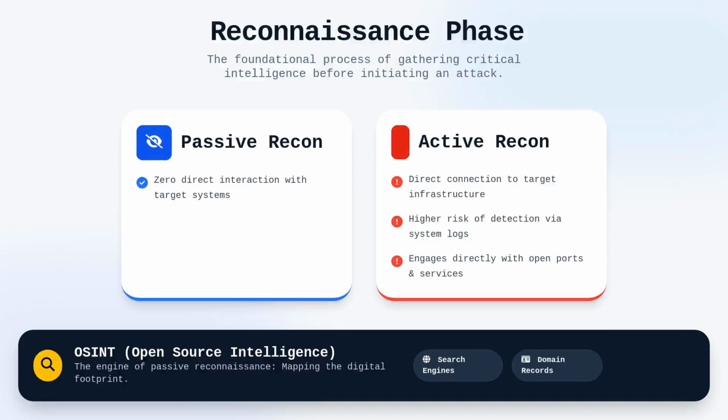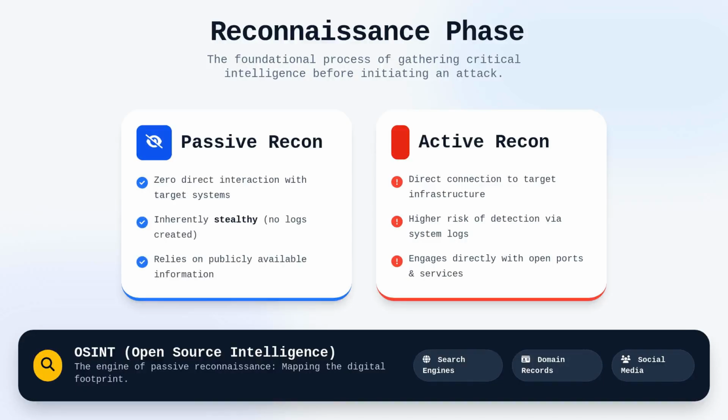By inspecting domain registration records, social media profiles, and leaked documents, an attacker compiles a comprehensive map of the infrastructure. This approach is inherently stealthy because it leaves no trace on logs that could alert the target to impending scrutiny. Mastering OSINT tools allows a security professional to understand how a company presents itself to the world and what information is inadvertently exposed.